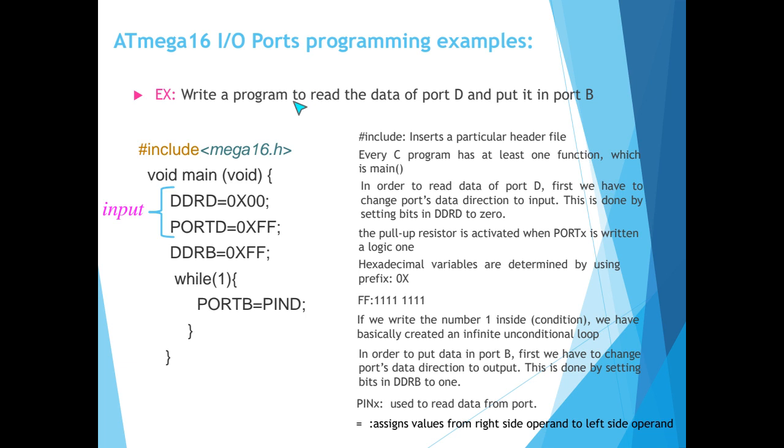As you see, the example wants us to write a program to read the data from port D and put it in port B. As you remember, in the previous session we talked about this issue in detail, and we said that for reading data from a port, we need to configure it as input or output. Do you remember?